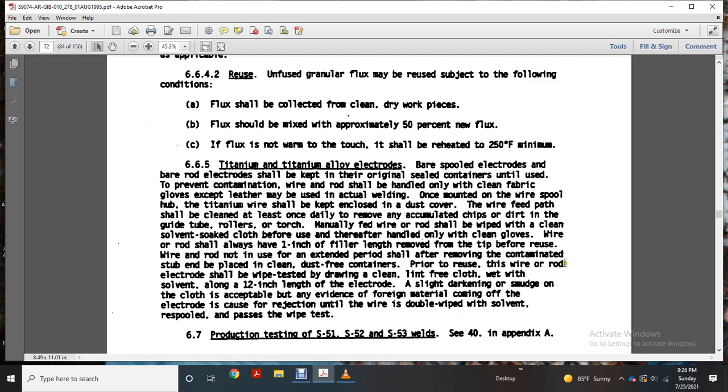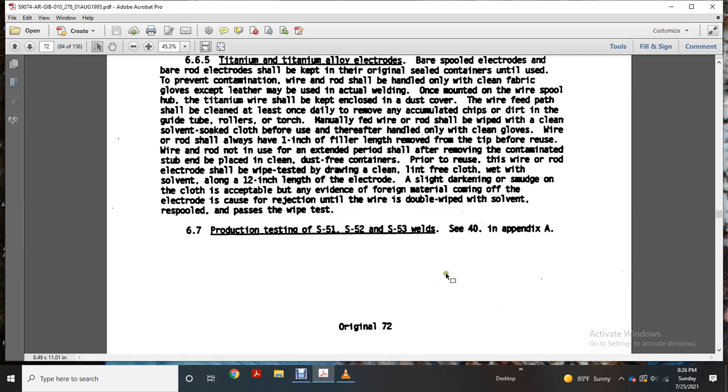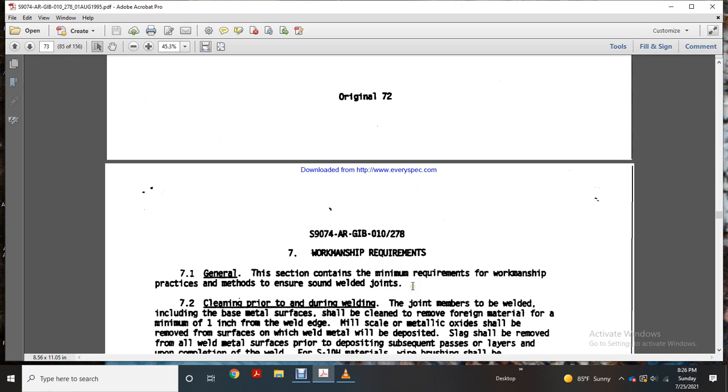Prior to reuse, the wire or rod electrode should be wipe tested by drawing a clean lint-free cloth wet with solvent along a 12-inch length of the electrode. A slight darkening or smudge on the cloth is acceptable, but any evidence of foreign material coming off the electrode is cause for rejection until the wire is double wiped with solvent, respooled, and passes the wipe test. Production tests for the S51, S52, and S53 welds are covered in Appendix A and the workmanship requirements.